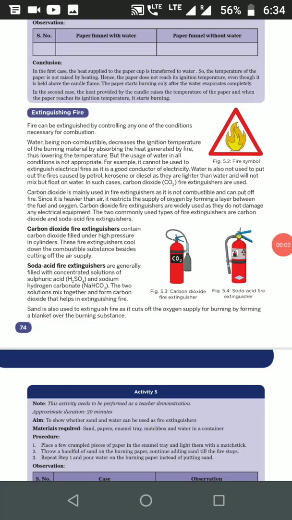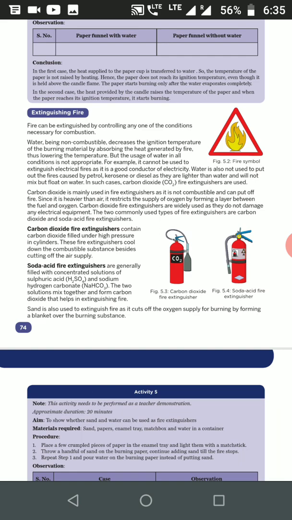Hello students, we are doing chapter 5, combustion and fossil fuels. Our next topic is extinguishing fire. Fire can be extinguished by controlling any one of the following conditions. Either you can add water or you can add sand to it.